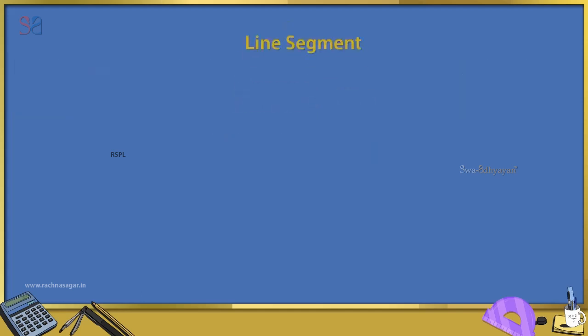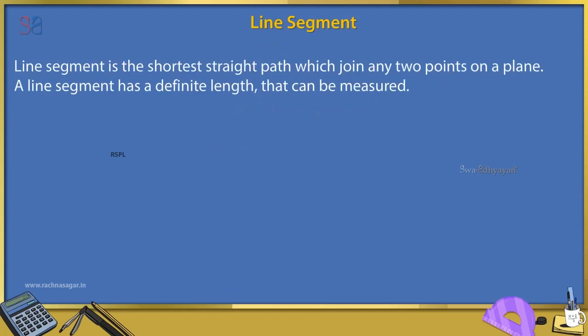Line segment. A line segment is the shortest straight path which joins any two points on a plane. A line segment has a definite length that can be measured.